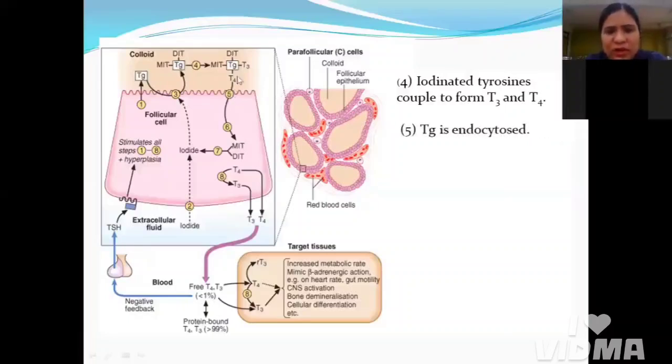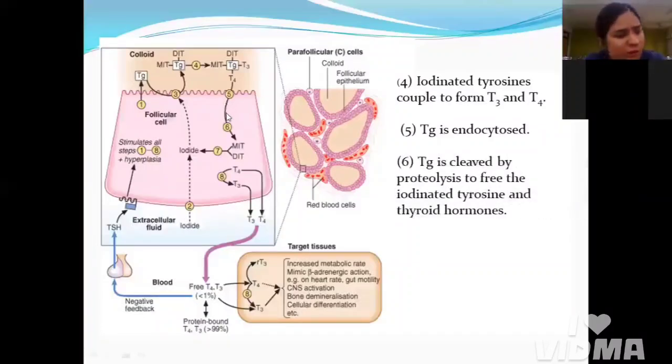Now see the fifth point. This whole structure gets endocytosed. This thyroglobulin on the surface of which all the processes are happening will get endocytosed, means it will get inside the cell again. It will get inside the follicular cell again. All this formation was happening outside the follicular cell in the colloid, in the follicular colloid. Now the thyroglobulin is back into the follicular cell.